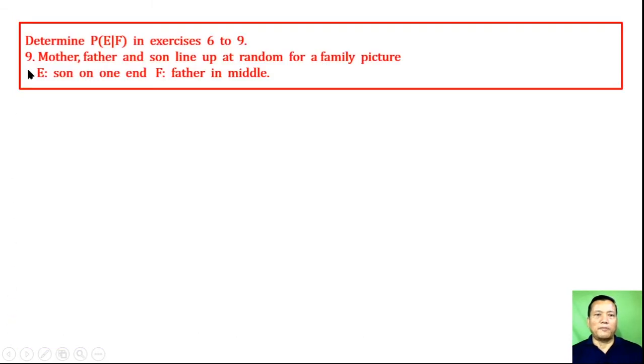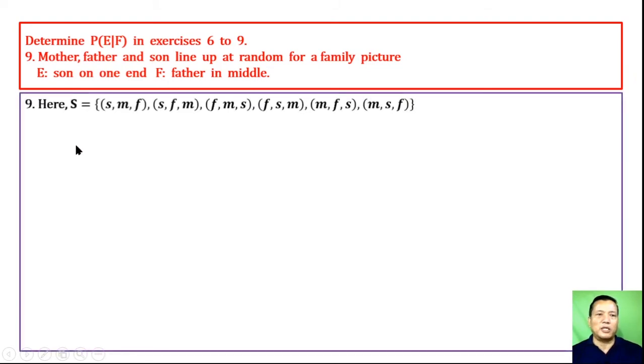For question number 9, mother, father, and son line up at random for a family picture. The three of them line up in a row for the family picture. Event E: son on one end. Event F: father in the middle. Here S has outcomes: son, mother, father; son, father, mother; father, mother, son; father, son, mother; mother, father, son; mother, son, father.